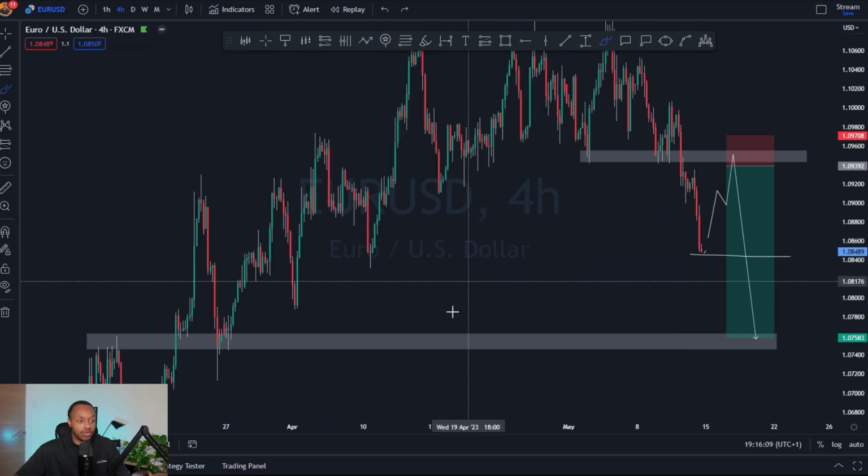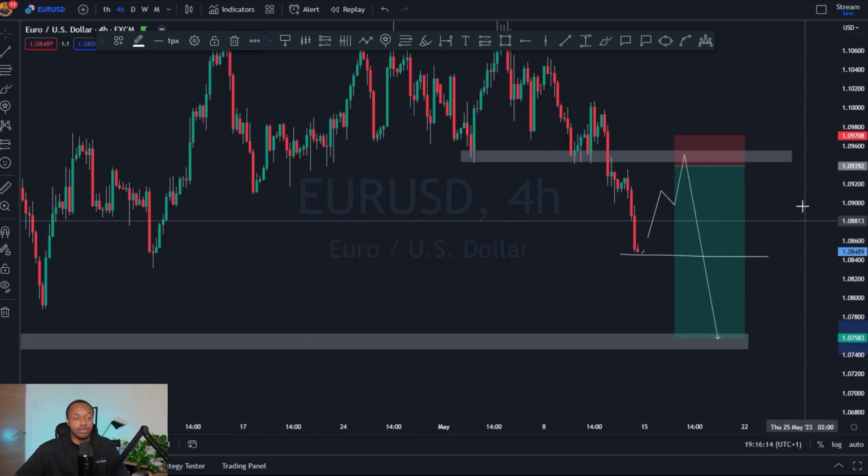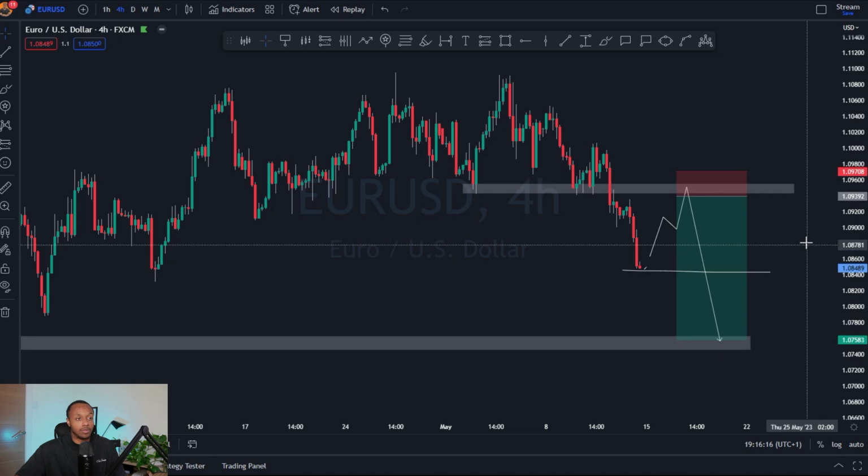Or if you want to stretch a little bit further, we do have this key 4H area there at 1.075 as well. So it's up to you how you want to manage your trade, but this is what I'll be looking for next week for Euro USD.